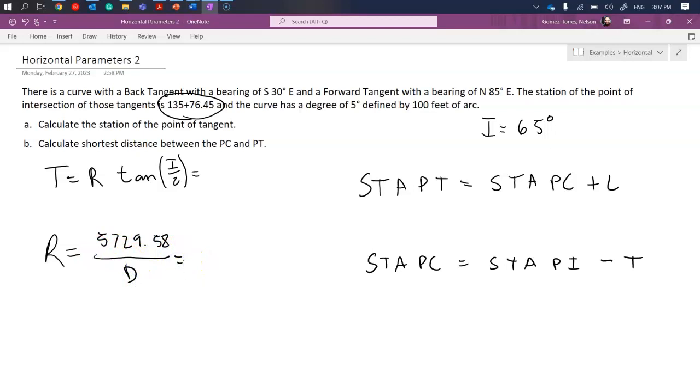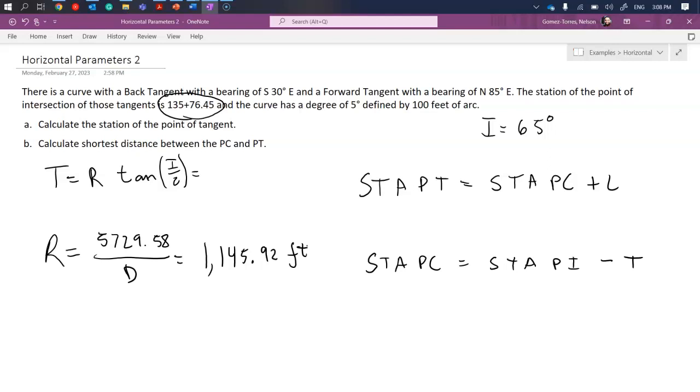And now I know D, I know that number, I can calculate that. And this is going to be 1,145.92 feet. The units here are going to be feet because that's what the formula requires when you enter with 100 feet of arc and you use degrees in that formula. Okay, so we have R.